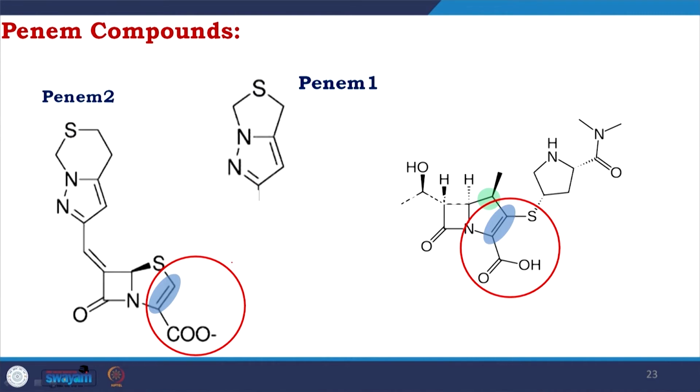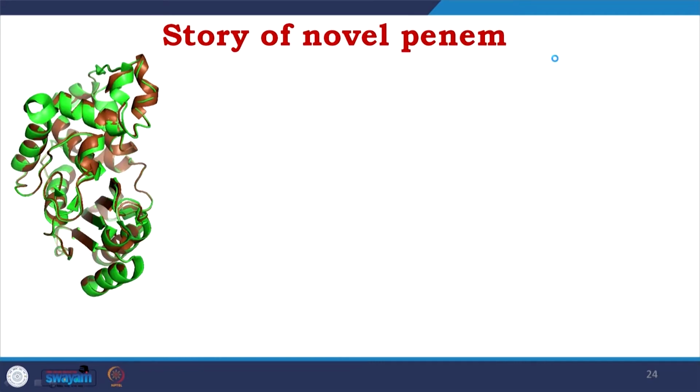So, if you look, this portion is the same, they have what we call C2 substitution in carbapenem. Here the substitution is not there, here the substitution is in a different place. So, we are showing you how the penem and carbapenems are further investigated.